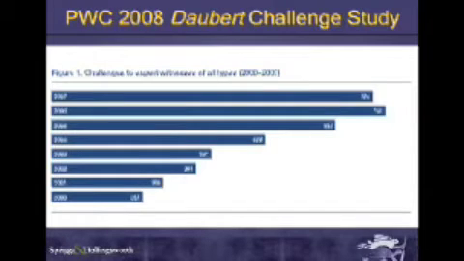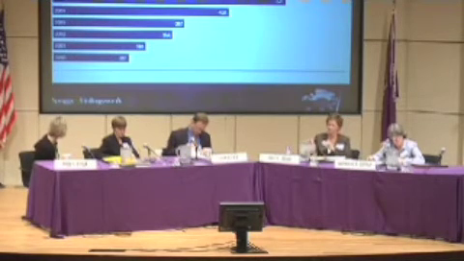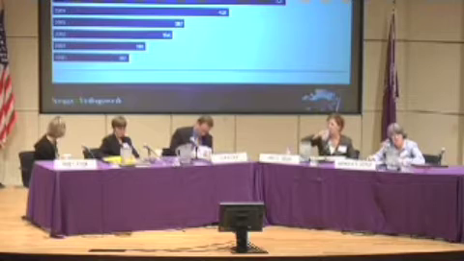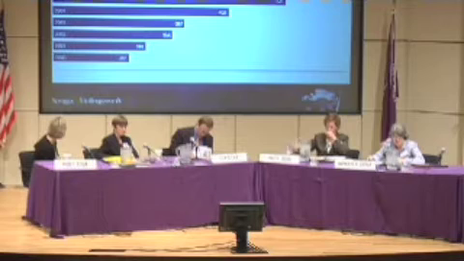These slides are not pharmaceutical specific, but of course pharmaceutical cases weigh heavily here. This is from PricewaterhouseCoopers' latest study looking at what they characterize as 3,681 challenges brought in federal or state court from 2000 through 2007. And of course, about half the states now are following the Daubert rules, and half are not.